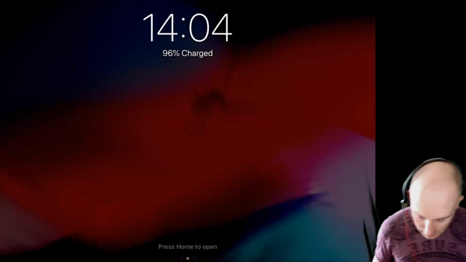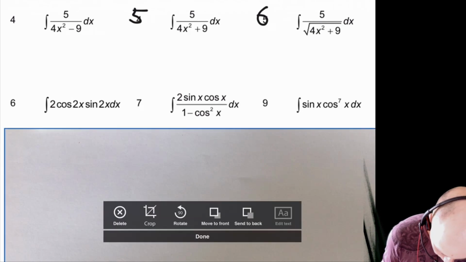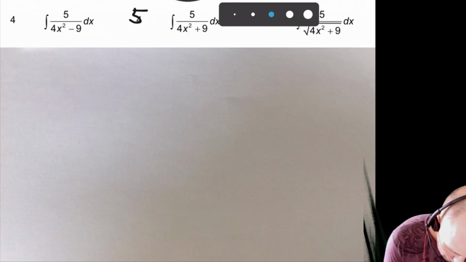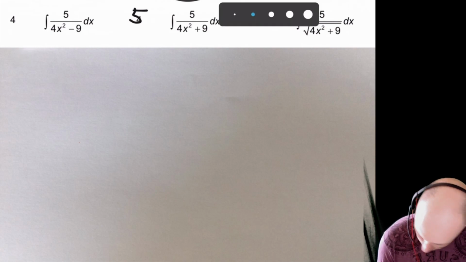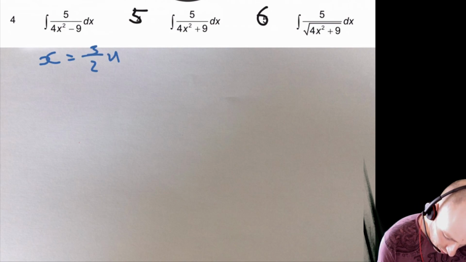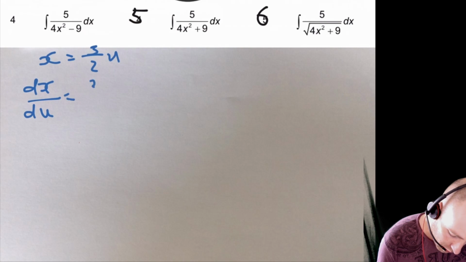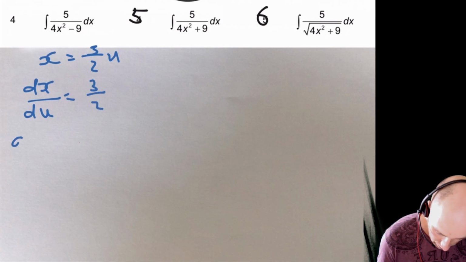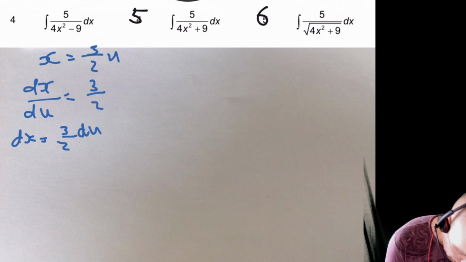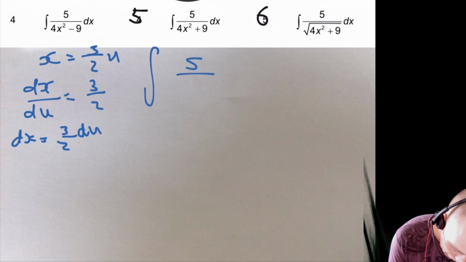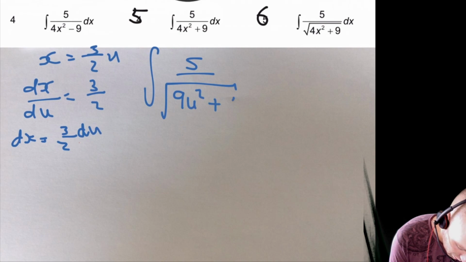Cool. Right, let's have a look. So, same idea. u equals, or x equals 3 over 2u. dx by du is 3 over 2. dx equals 3 over 2 du. Okay, so the integral is going to turn into 5 over square root of 9 squared plus 9 times 3 over 2 du.